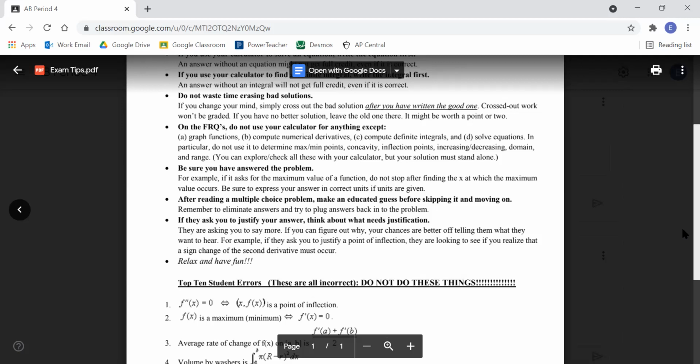We talked about this too on the FRQs. Don't use your calculator for anything but to graph the functions to see what they look like, to find the derivative at a point, to find the definite integral, or to solve an equation. Okay? Don't use it for maxes and mins, for looking at concavity, points of inflection, when the function is increasing or decreasing on the FRQs, right? Don't look at the domain and range for it. You can look at them on the calculator to make sure that you did things correctly, but your solution, like it says, your solution must stand alone.